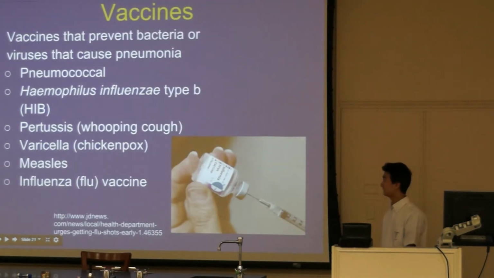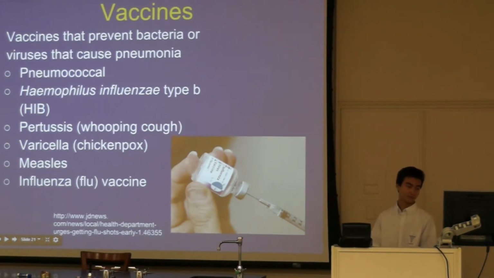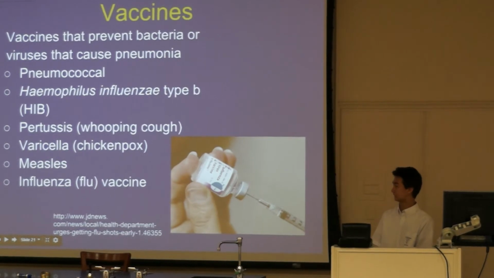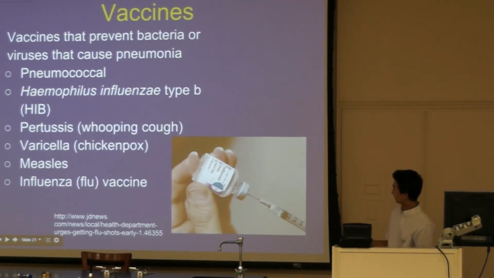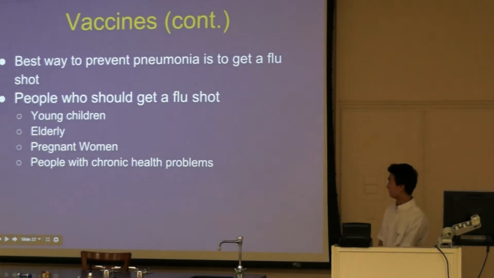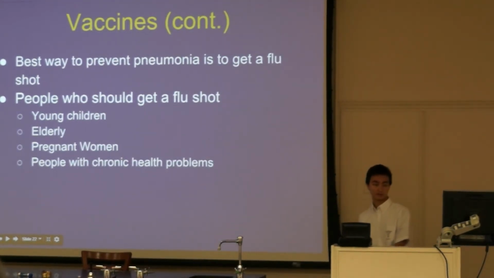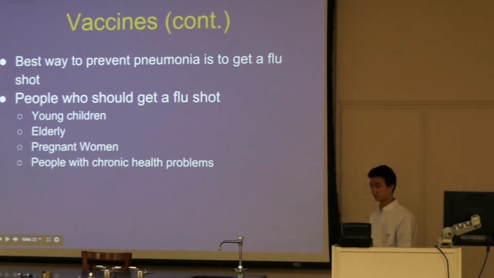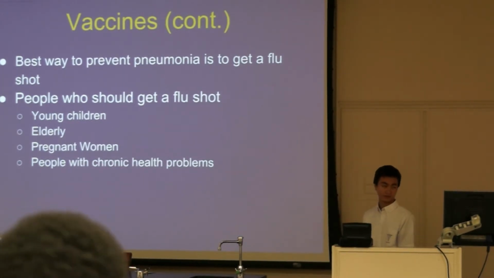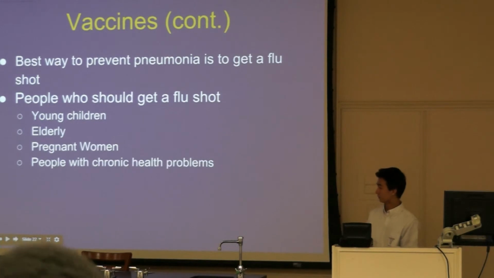Vaccines. Vaccines that prevent bacteria or viruses that can cause pneumonia are the pneumococcal vaccine, Haemophilus influenzae type B, pertussis, varicella, measles, and influenza, or the flu vaccine. This is a picture of an influenza or flu vaccine being drawn into a syringe. The best way to prevent pneumonia is to get your flu shot. The people who should get a flu shot are young children, the elderly, pregnant women, and people with chronic health problems.